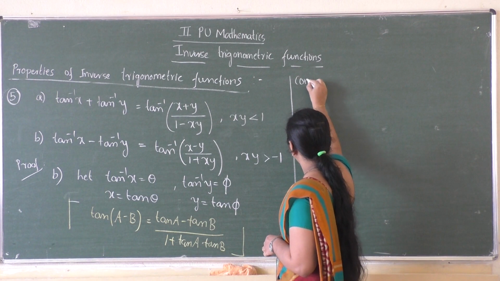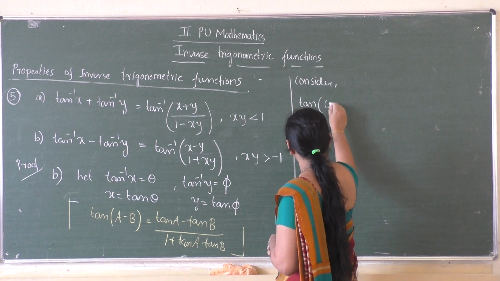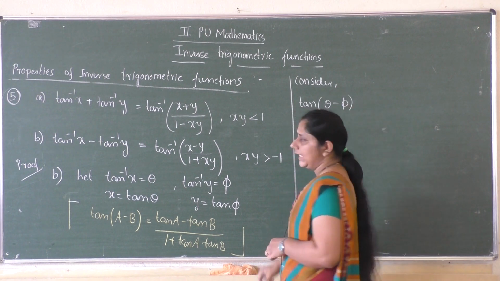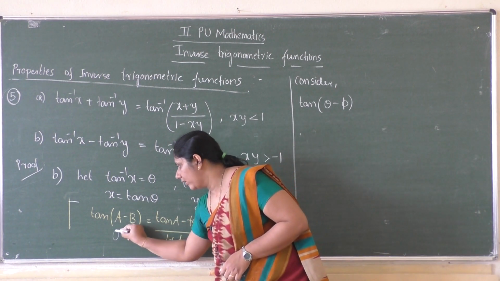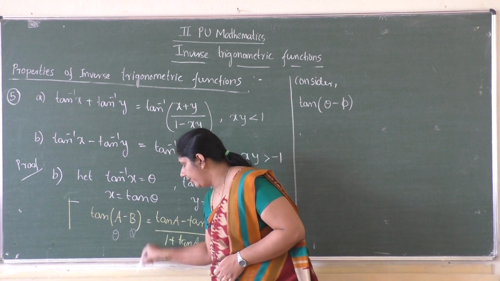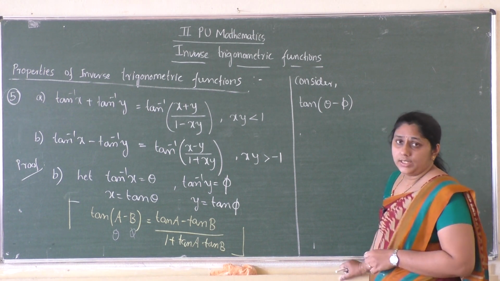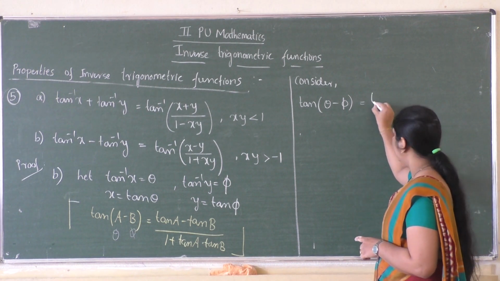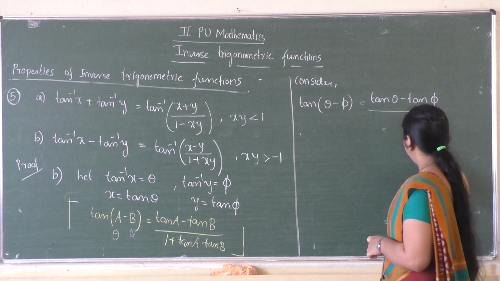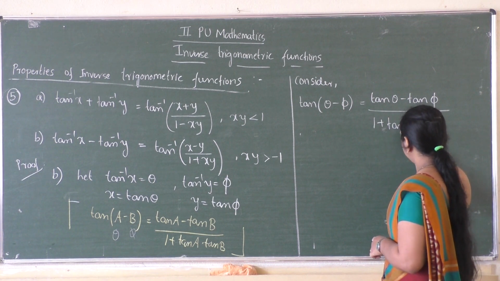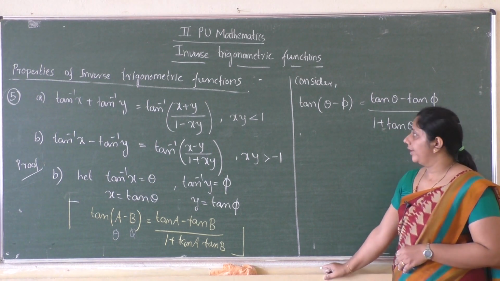I will consider tan of theta minus phi. See this and this term. In the place of a we have theta, in the place of b we have phi. So we have to use this formula. So tan of theta minus phi equal to, what is the formula? It is tan theta minus tan phi divided by 1 plus tan theta into tan phi.